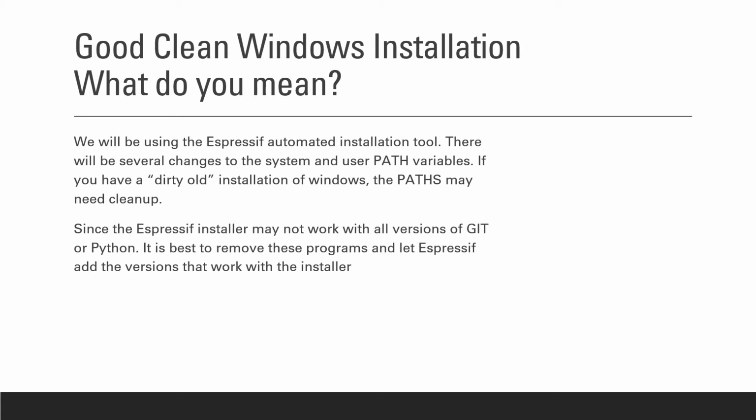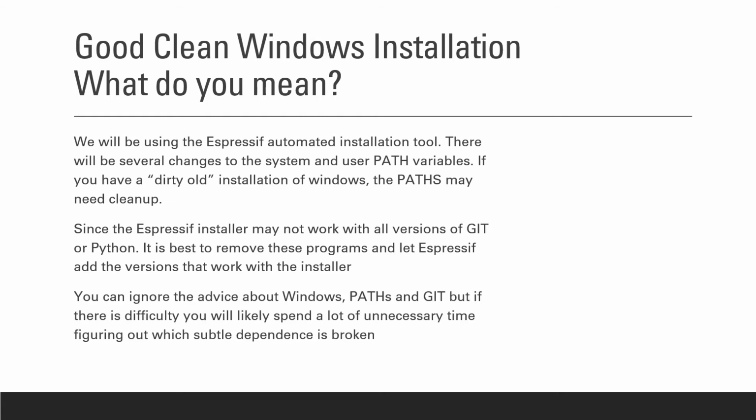And there's another important point. We're going to be using the Espressif installer, and it doesn't necessarily work with all versions of Git or Python, and I found it best to remove these programs if you're using the automated software installation tool, and let Espressif add the software versions that work best with the installer. So we'll show you how to do that.